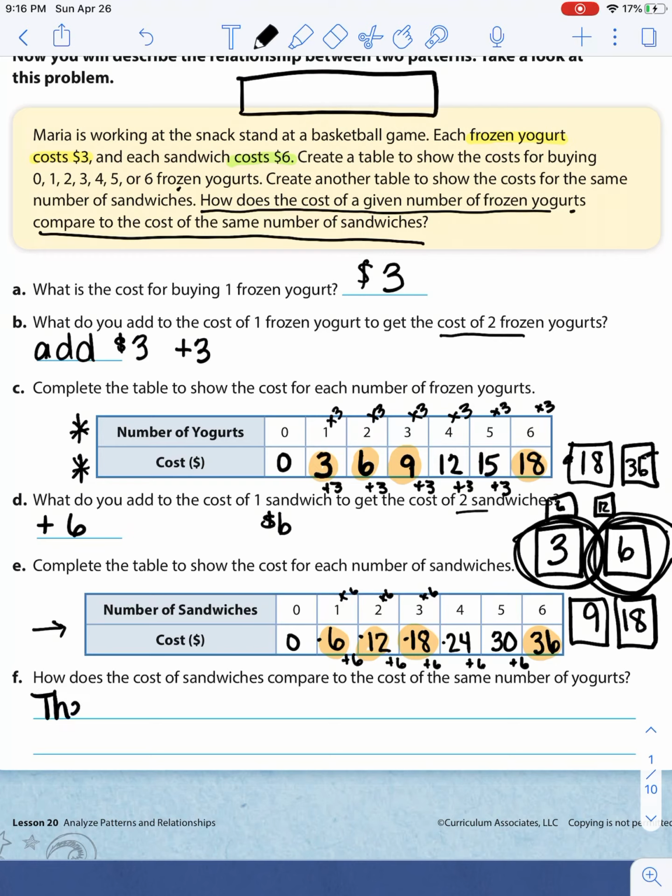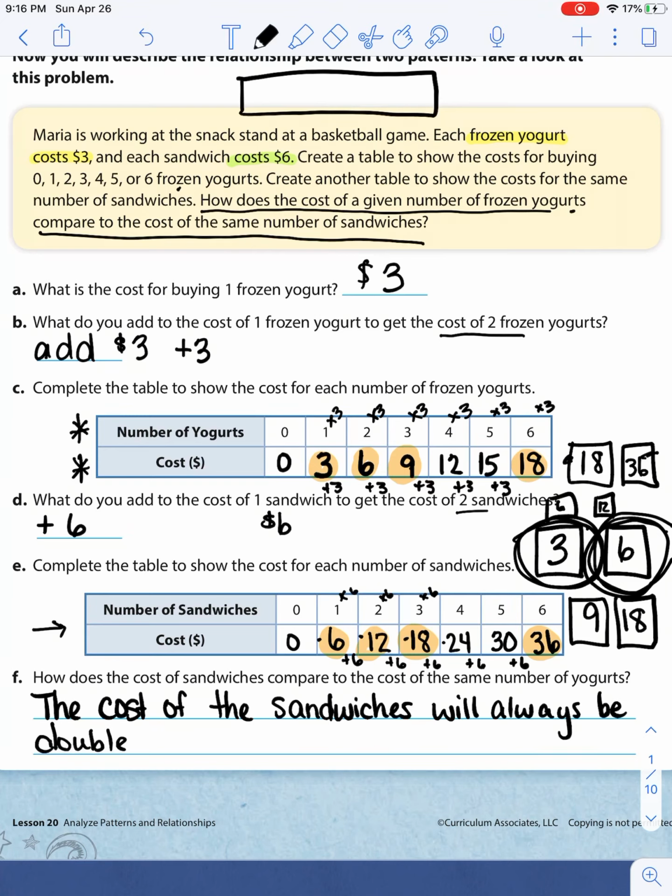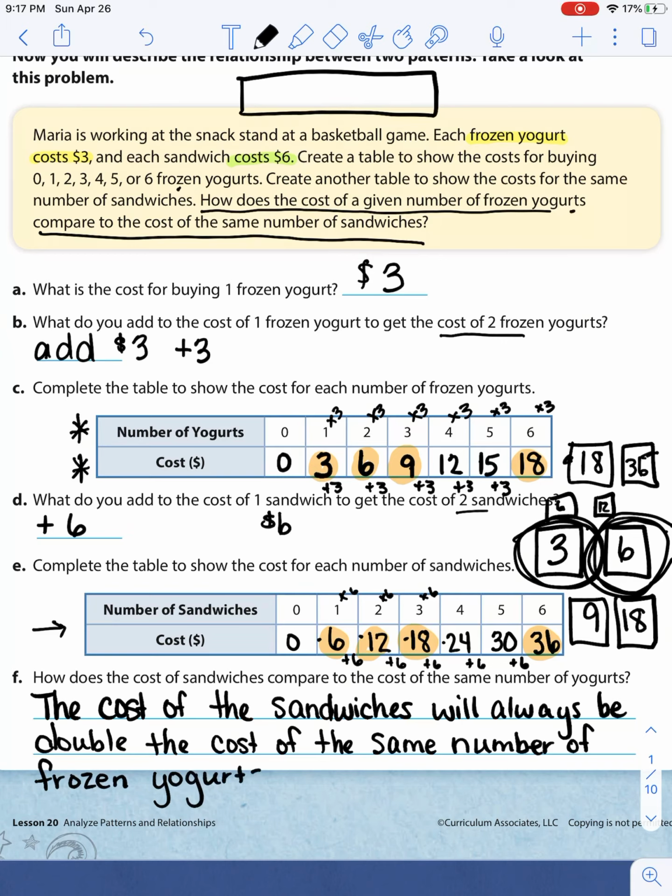So the cost of the sandwiches will always be double the cost of the same number of frozen yogurts. Meaning, if I'm going to buy four frozen yogurts, if I bought 4 sandwiches, that cost would be double what it would cost me for 4 frozen yogurts.